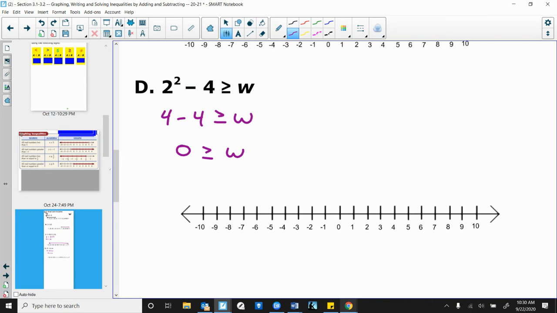Now this sometimes throws people for a loop, when the variable's on the right side instead of the left side. You can flip this, just keep it in the same order. So W, make sure that my Pac-Man sign is facing the opposite way because I'm flipping it, and 0 if that helps you at all. Okay, so now I have W is less than or equal to 0. I'm going to put a closed dot and point it.